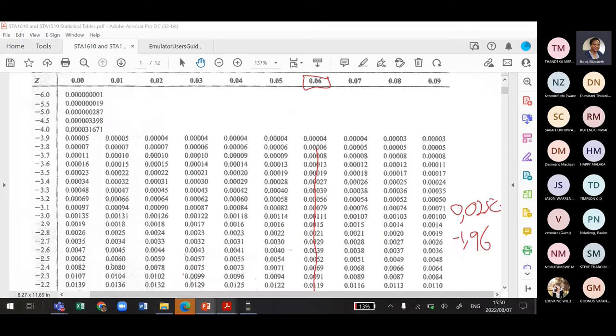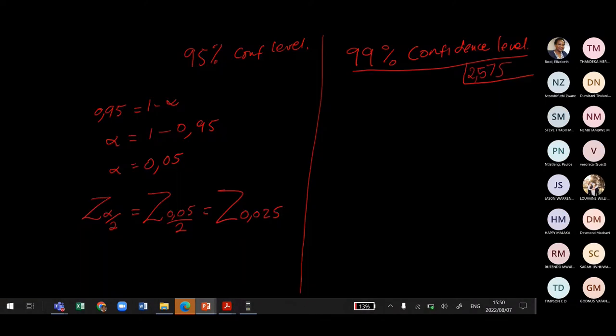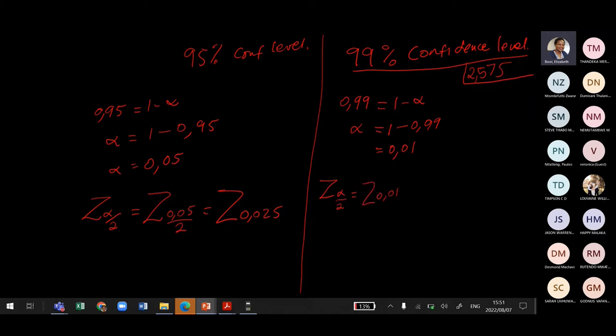Okay, let's do the whole activity together. So first you say 0.99 is equal to 1 minus alpha, right? What is your alpha? It's 0.01. So it was 1 minus 0.99, and you say it is 0.01. And then you found your alpha divided by 2, which is 0.01 divided by 2, which is equal to Z of 0.005. So there are double zeros. Yes, three zeros. Thank you. So then you went to the table.